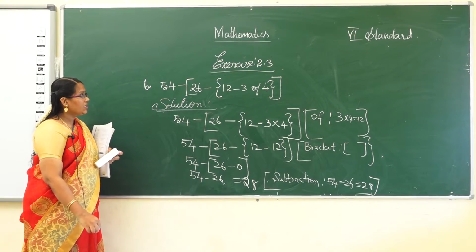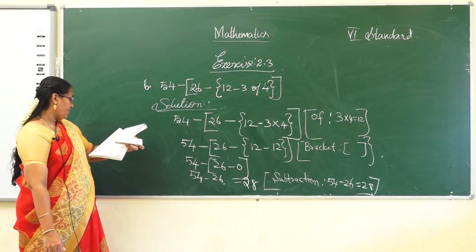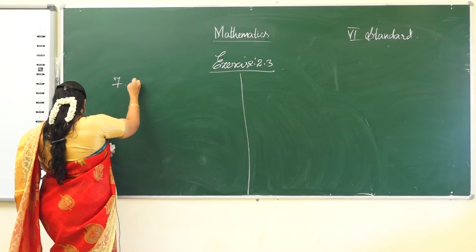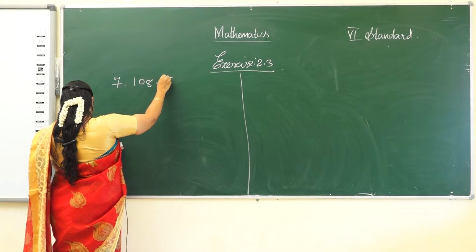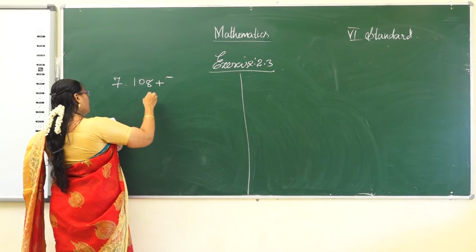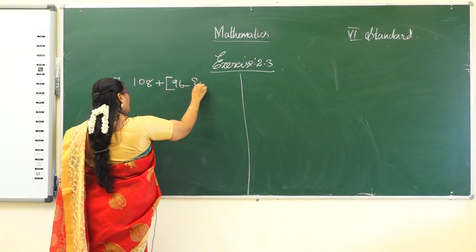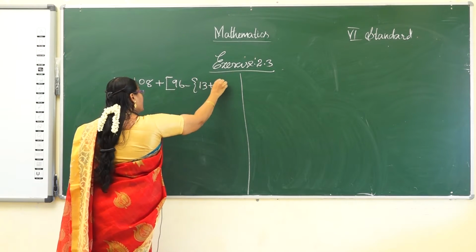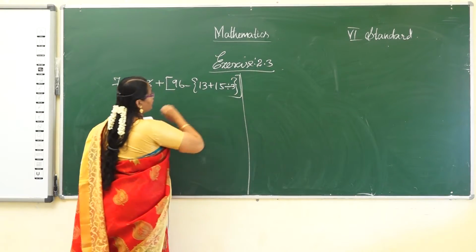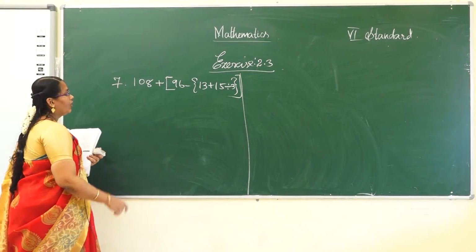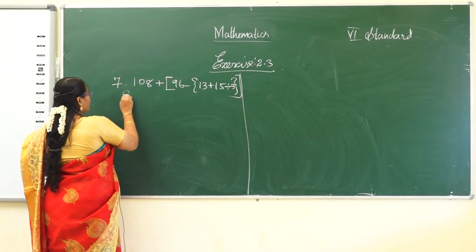Okay, I hope you understood the problem. Okay, now move to the 7th one of the problem. 7th one, 108 plus the square bracket of 96 minus the curly bracket of 13 plus 15 divided by 3, we close the curly bracket and the big bracket. Okay, if a bracket is not given, you put the big bracket on that side. Okay, right? Solution.